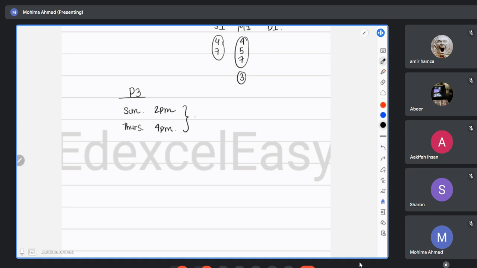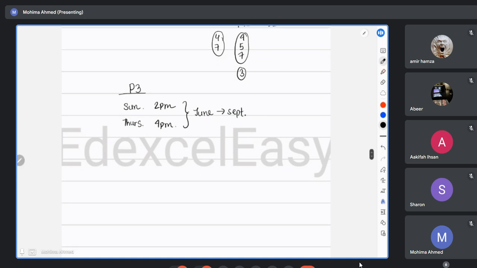This is from June to October. So not October, September actually. And then again from October onwards, we're going to have another class. Mostly, I will take that class on Saturday. Okay. I'm not going to give you an exact time for that P4 class. We're going to start from October, but that will start from Saturday, 12 p.m.